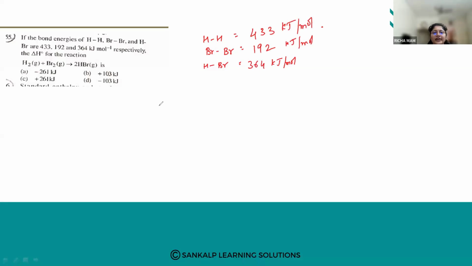The bond energies of H-H, Br-Br, and H-Br are given. The bond energy of H-H is 433, Br-Br is 192, and H-Br is 364 kilojoules per mole. You have to find the heat of formation, that is, delta H for the reaction. The reaction is given as H2 gas plus Br2 gas combining to give 2HBr. Find out what is delta H.